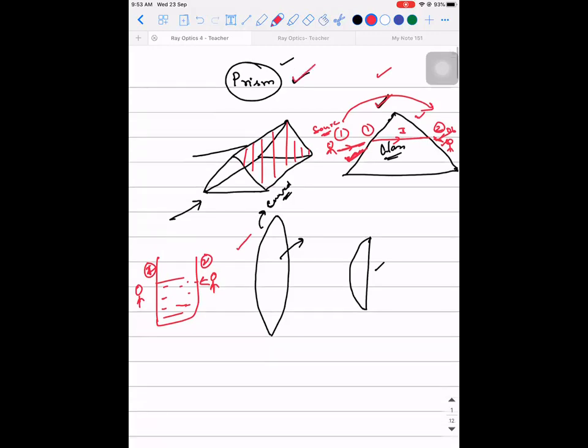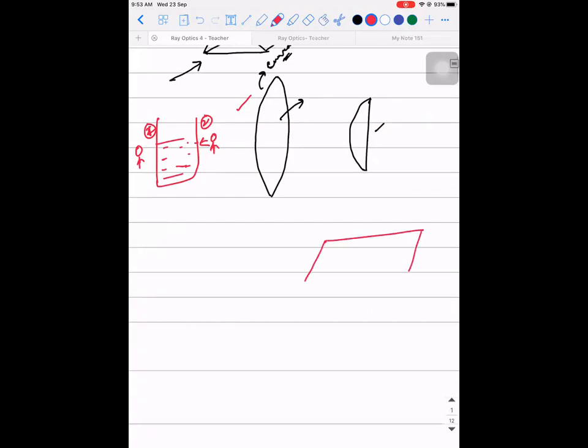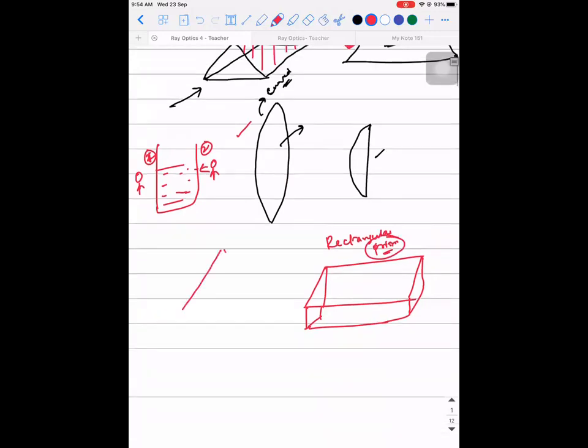So keeping this point in mind, can I call a glass slab also a prism? Yes, sir. You can call it a rectangular prism. Exactly. It's called a rectangular prism. Very good. Why I stressed this point is, whenever I say prism, everybody will start drawing this triangle. So what is this actually? The one you are using in the lab is a triangular prism.